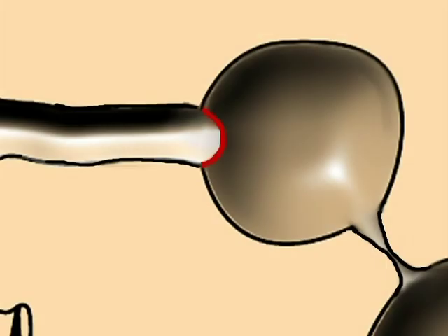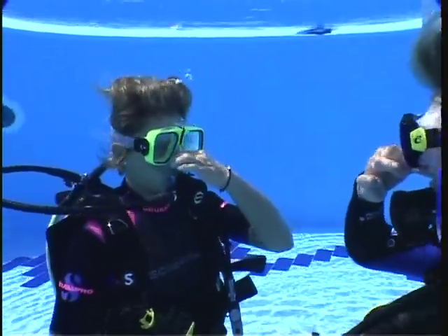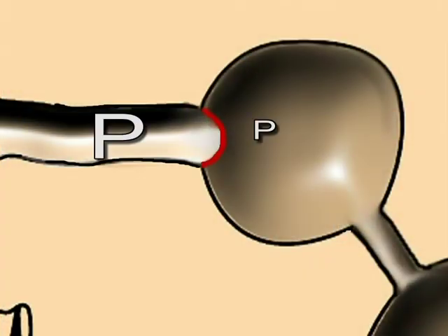The increase in pressure can be equalized by emitting air into the middle ear through the Eustachian tube. By using special equalizing techniques that the instructor will teach you, you will be able to equalize the middle ear and compensate for the increase in external pressure.